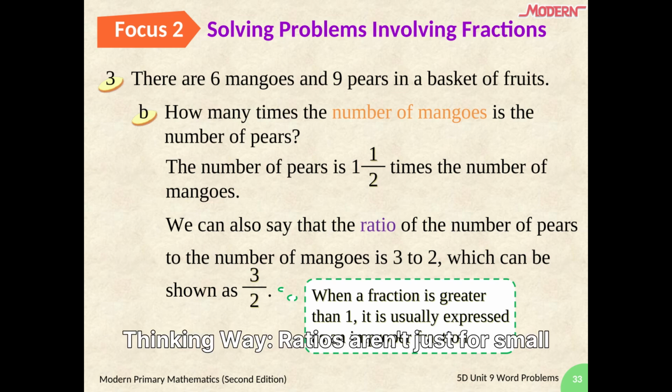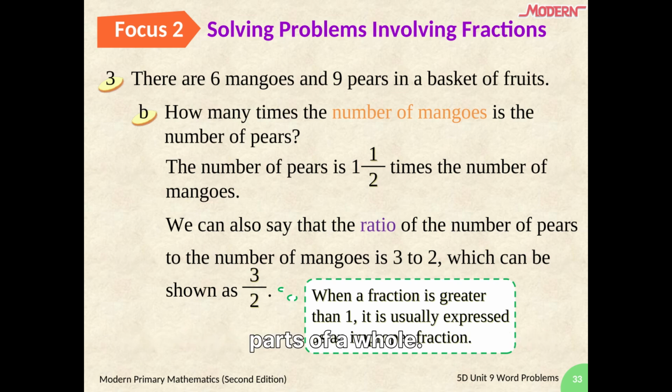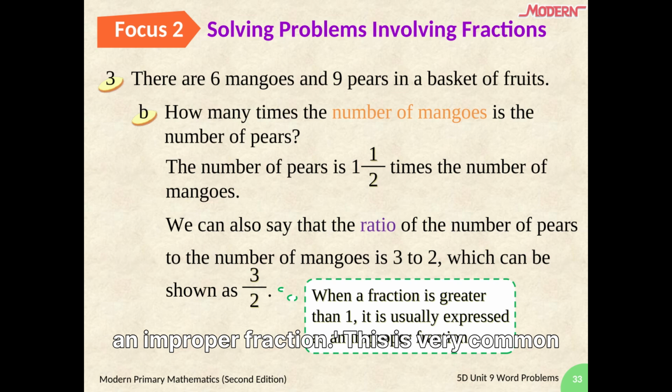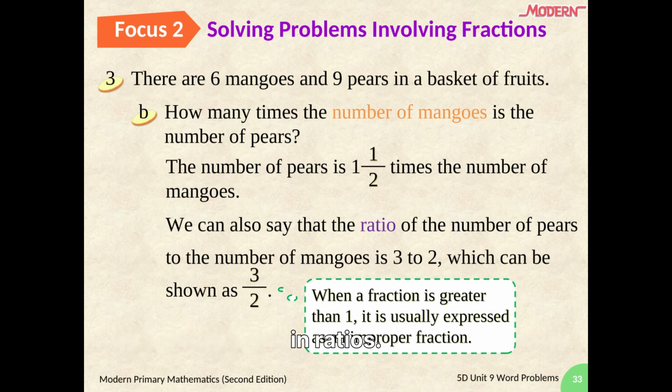Thinking way. Ratios aren't just for small parts of a whole. They can show that one group is 1.5 times the size of another. 3 to 2 is exactly that. Look at the dashed box. It says, when a fraction is greater than 1, it is usually expressed as an improper fraction. This is very common in ratios.